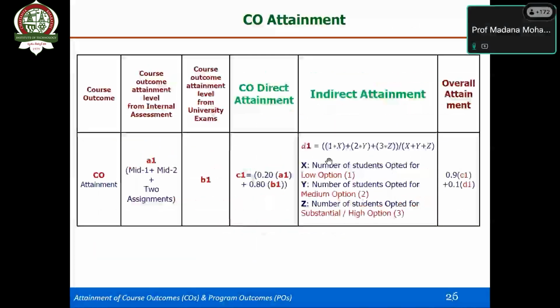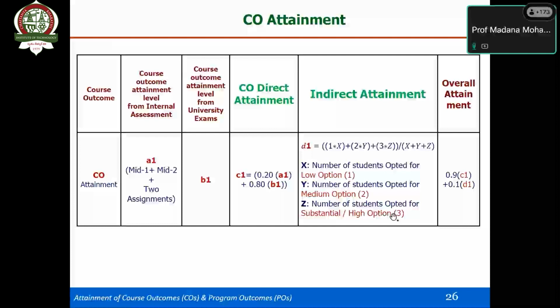Let us see. So indirect attainment is computed like this. Here the formula is (1 into x plus 2 into y plus 3 into z) whole divided by (x plus y plus z). Here you can see what x is: x is the number of students who opted for level 1. y equals the number of students who opted for level 2. z equals the number of students who opted for level 3.